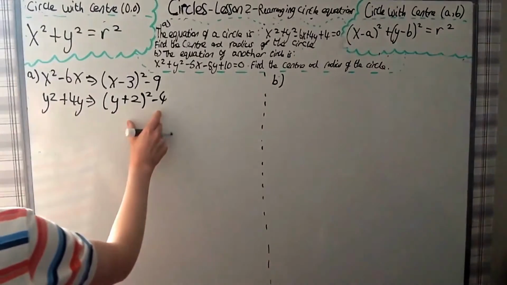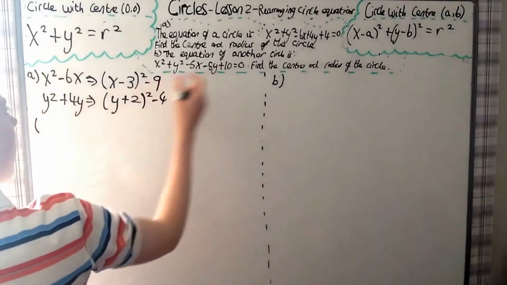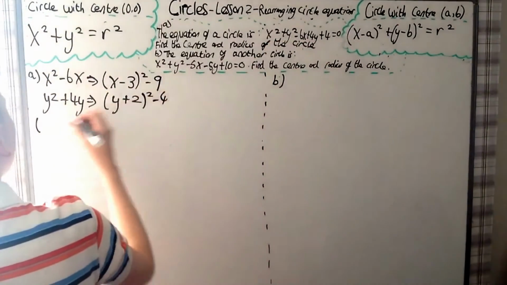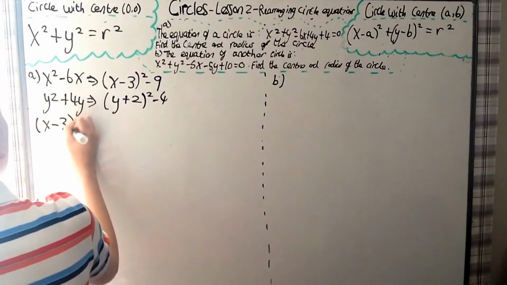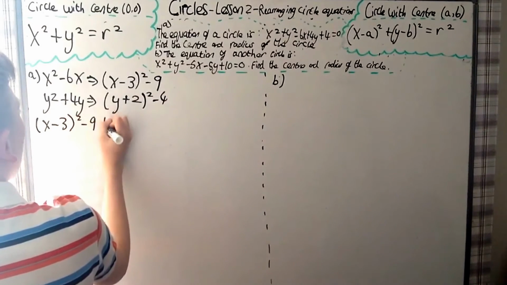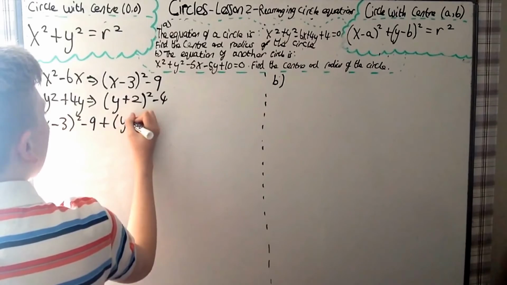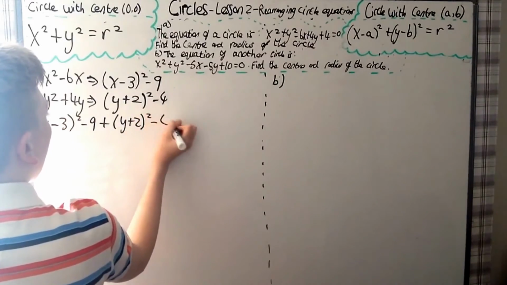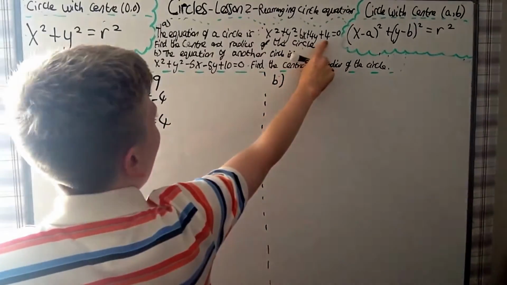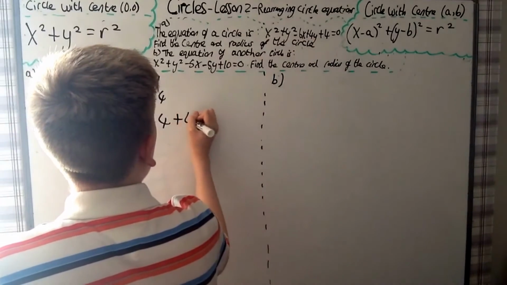So we can now rewrite this equation with these two forms: x minus 3 squared minus 9 plus y plus 2 squared minus 4, and don't forget the constant we have on the end, plus 4 equals 0.